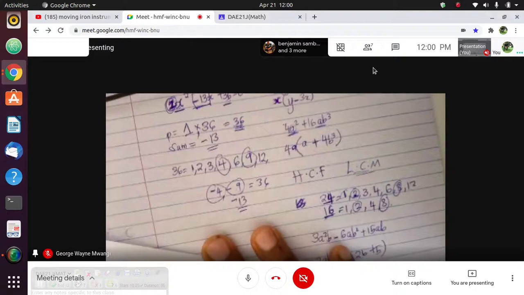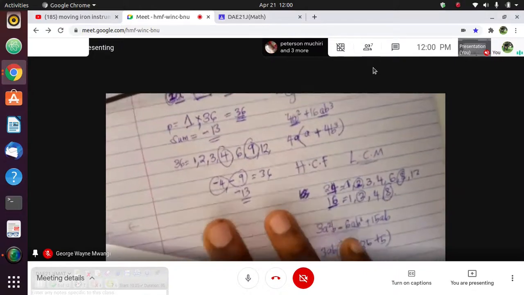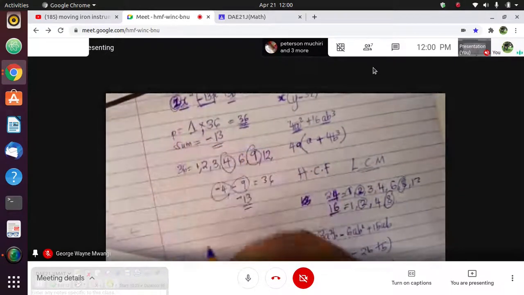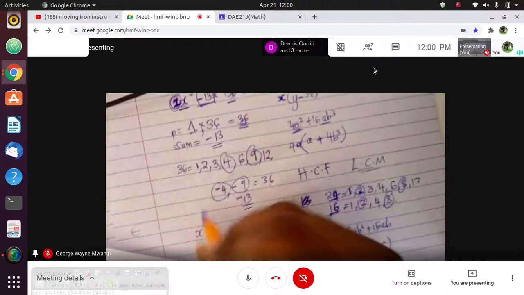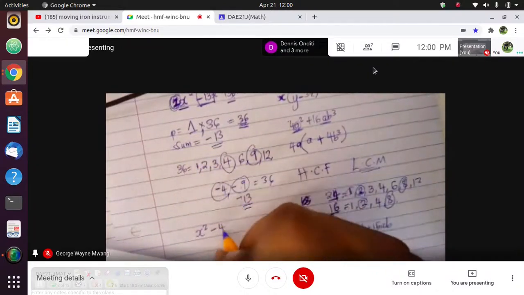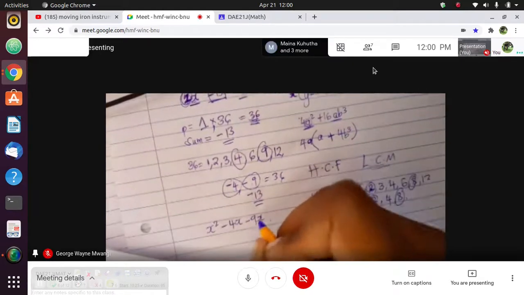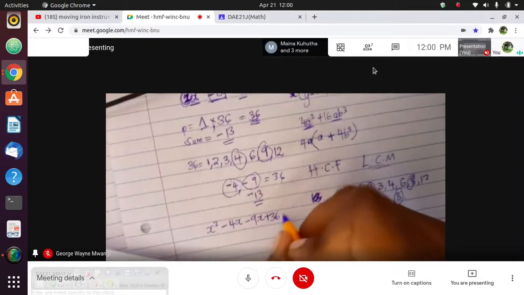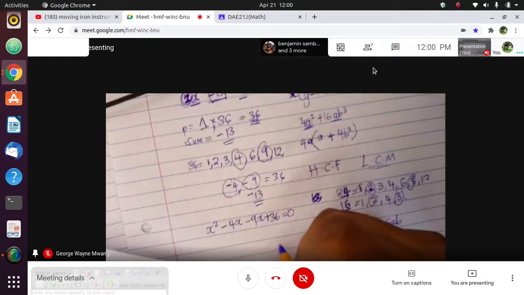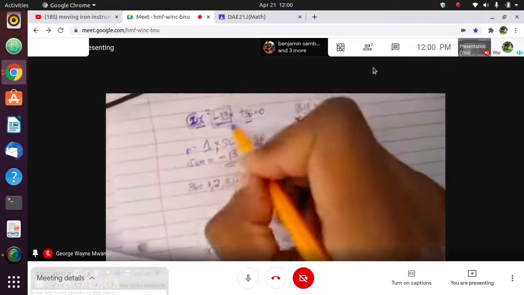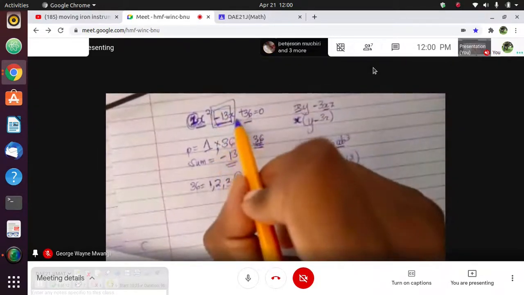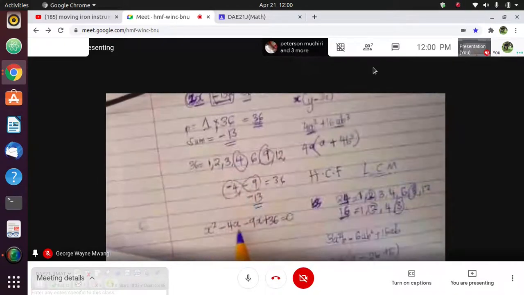Are we together? So that when I come and take my quadratic equation, I can rewrite it like this: x squared minus 4x minus 9x plus 36 is equals to 0. Are we together? What we have done is we have taken this term minus 13x na tumeiandika as minus 4x minus 9x. See, minus 4x minus 9x inakupatia minus 13x.